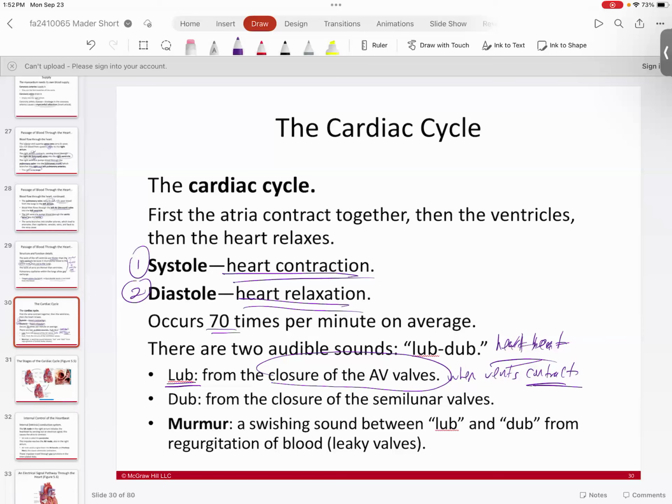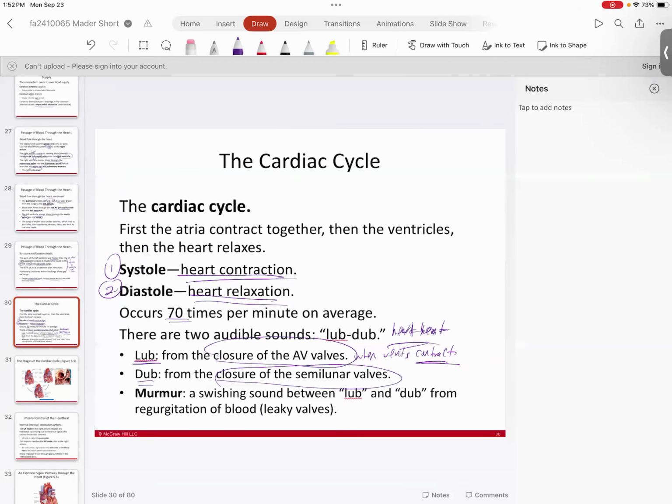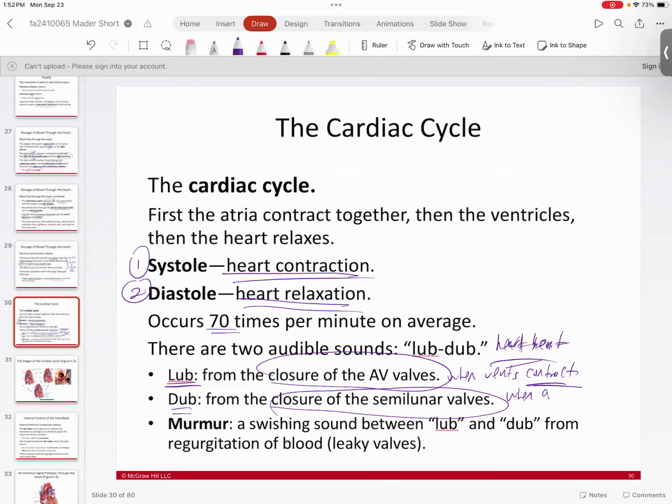Now then, once you hear the dub sound, this is the closure of your semilunar valves. This is basically when they close when the arterial blood tries to backflow. So think about it for a second. So here's our left ventricle. I'm just going to write left ventricle. So here's your chamber in your left ventricle. It's going to be connected to your aorta. So here's your aorta ascending. I'm going to go around the arch like this and then descending. So there's my aorta. Forget about the right side for now. I just want to focus on the left side.